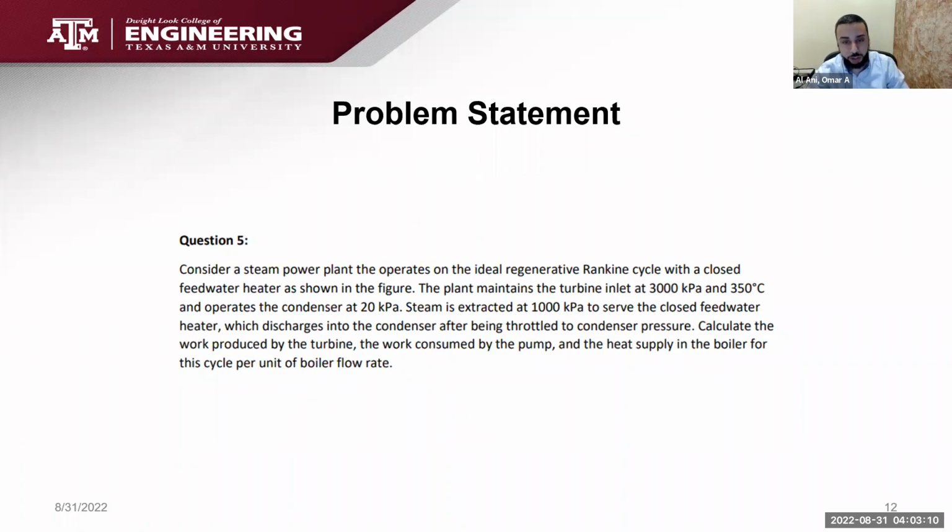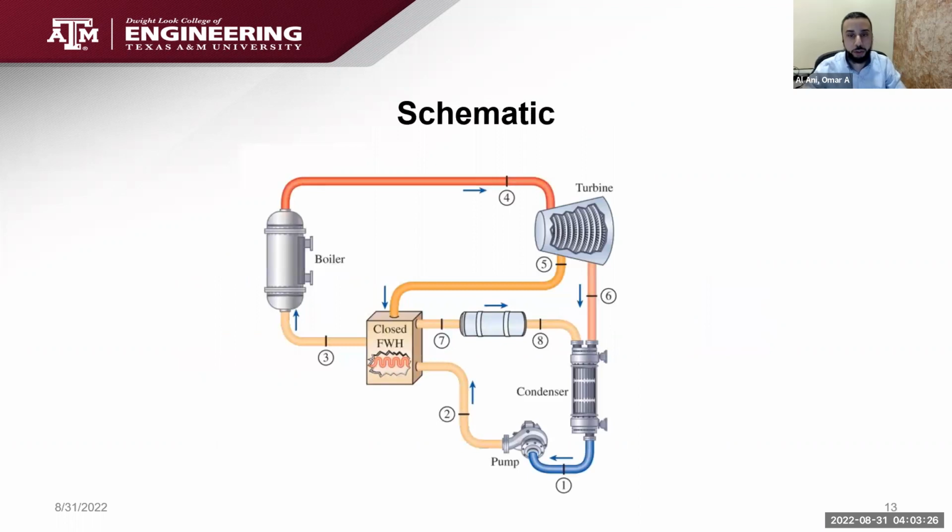Steam is extracted at 1000 kPa to serve the closed feed water heater, which discharges into the condenser after being throttled to condenser pressure. Calculate the work produced by the turbine, the work consumed by the pump, and the heat supply in the boiler for this cycle per unit of boiler flow rate. This is the schematic that is provided in the homework question. So we're going to simulate this exact cycle, and we'll go through different steps in order to do that.